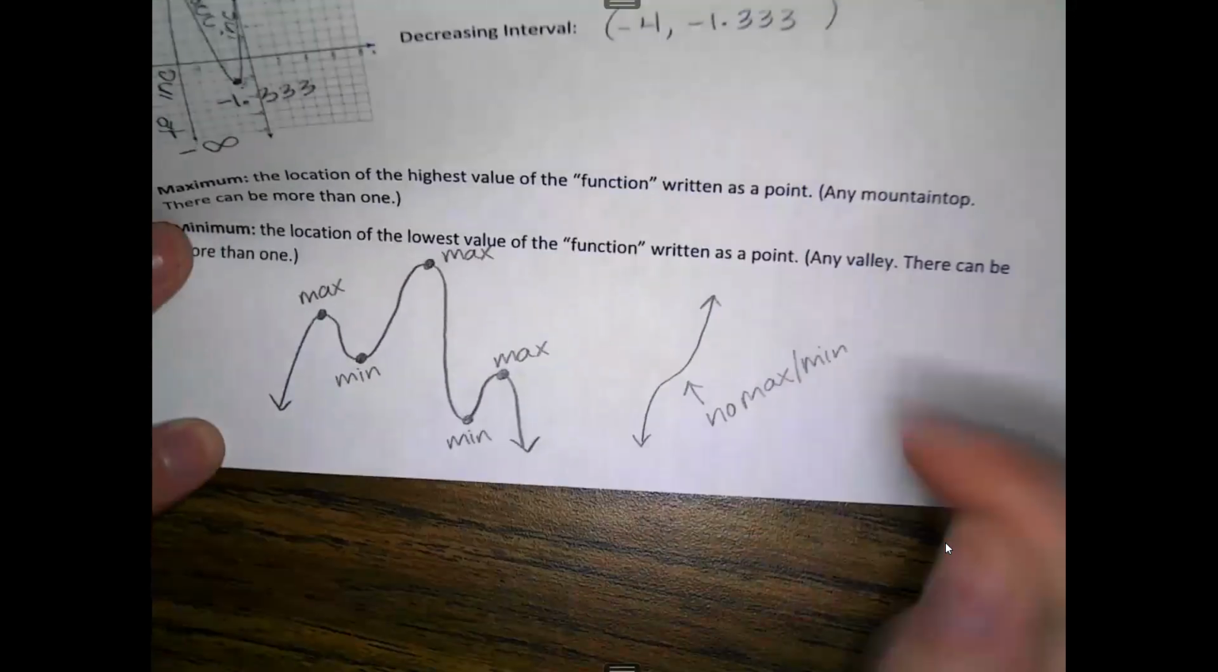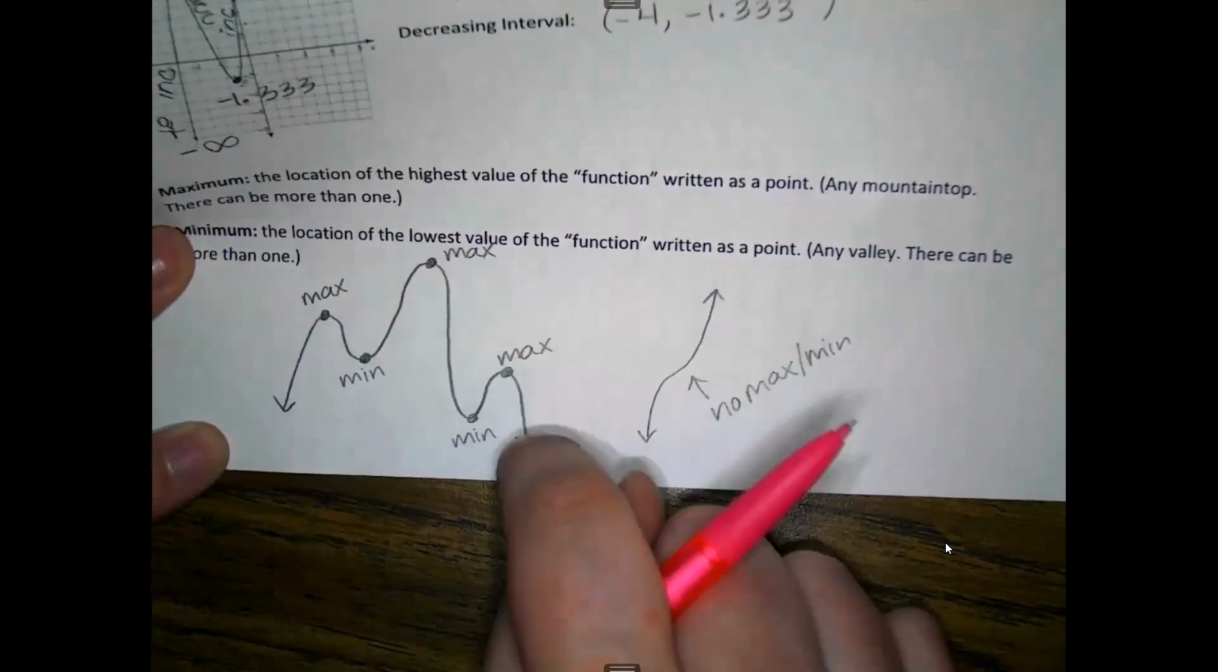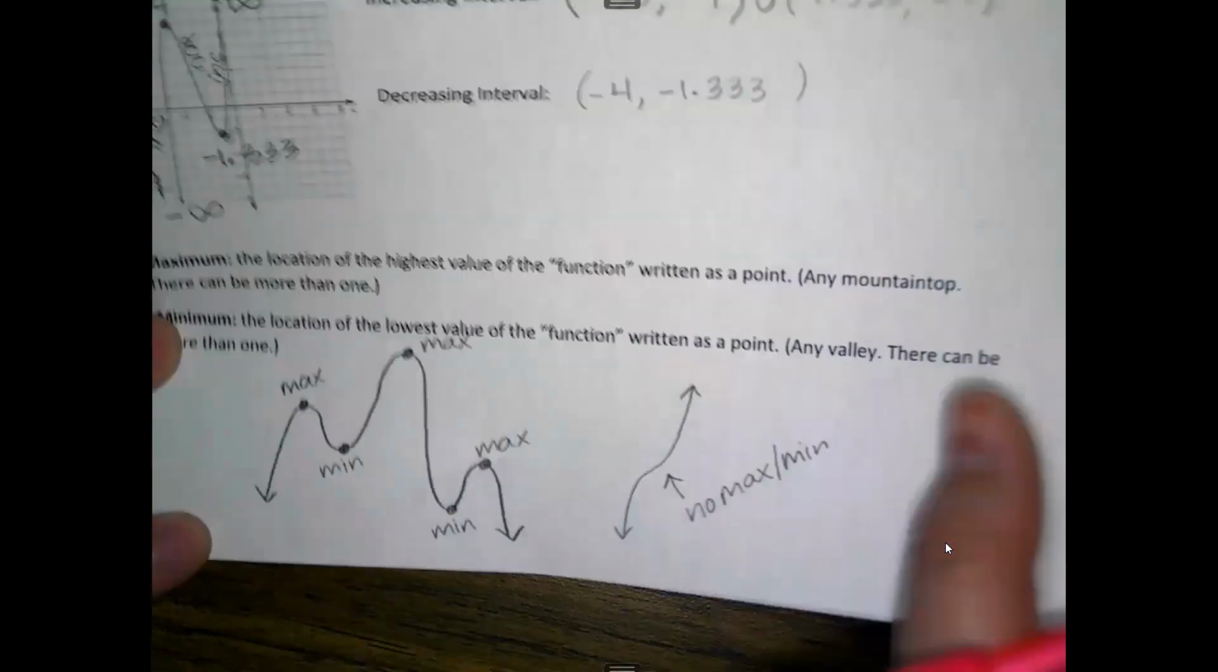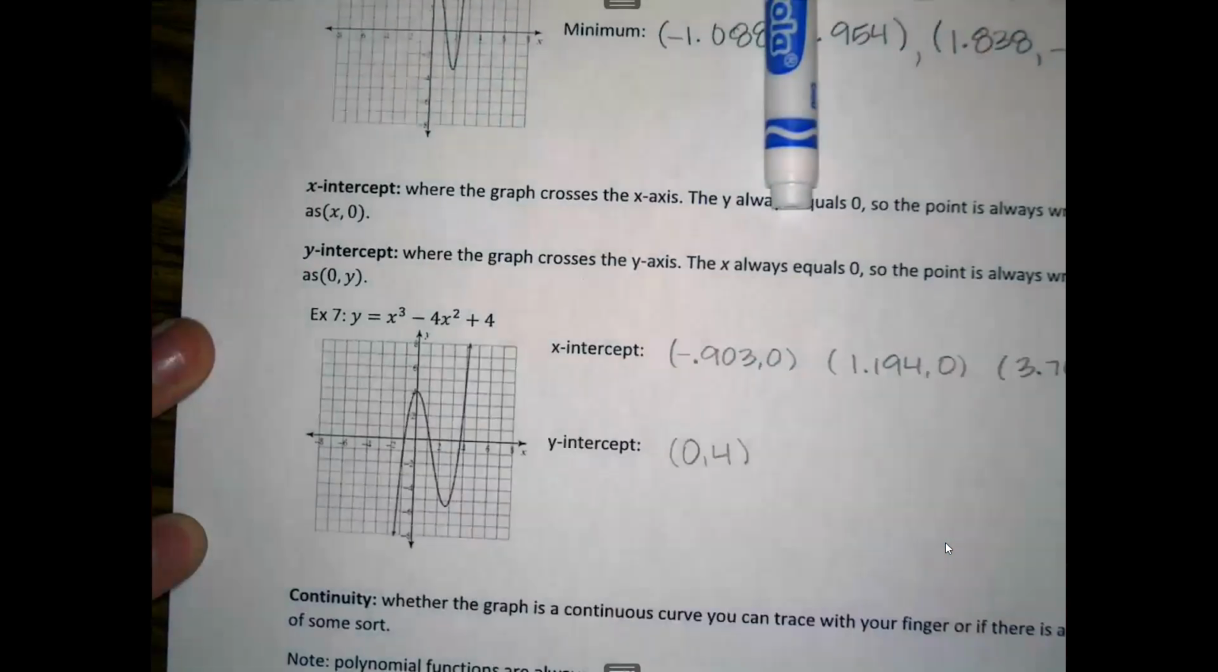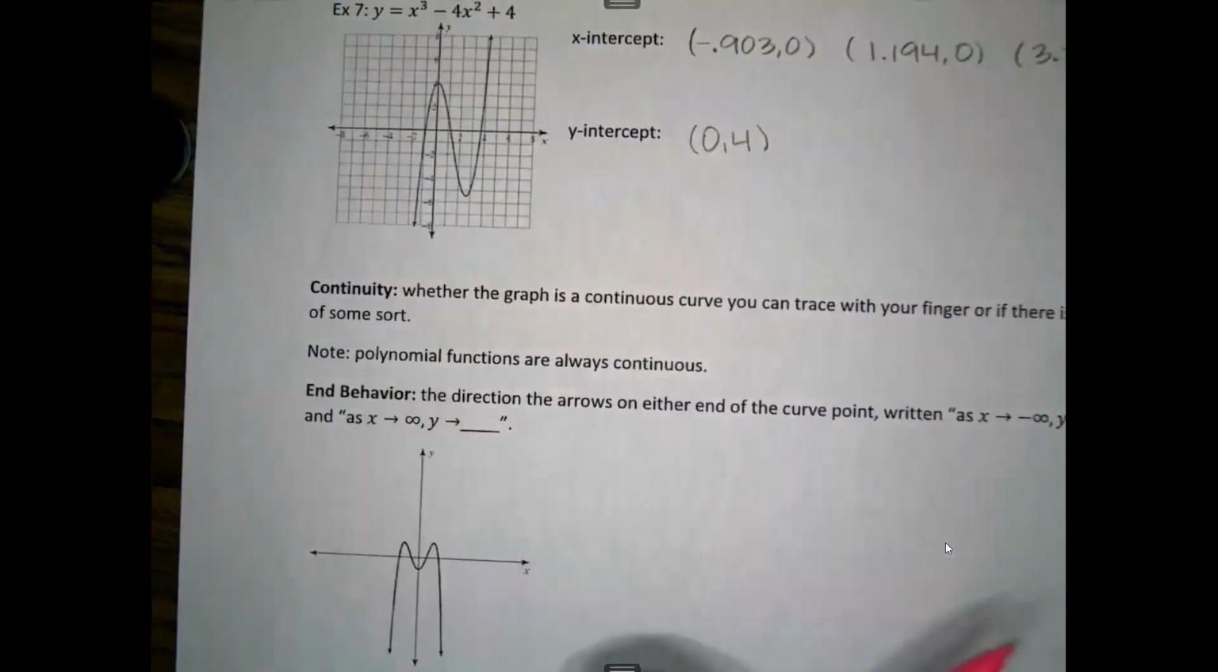Even this kind of crazy one that I drew yesterday, I can still trace this whole thing before I pick up my finger. I can trace this whole thing before I pick up my finger. So polynomial functions are always continuous. If they ever ask if the polynomial function is continuous, it's a boring answer. You're just always going to say yes.